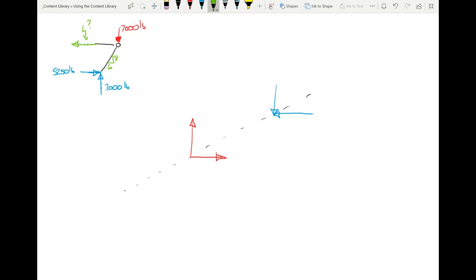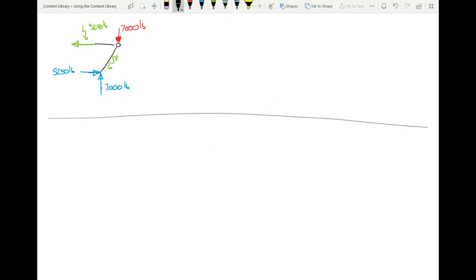Exactly. Exactly right. Okay. So what we're going to do here in a second is, what I just showed you is the really complicated way of doing a joint analysis. Now let me show you the really easy way.